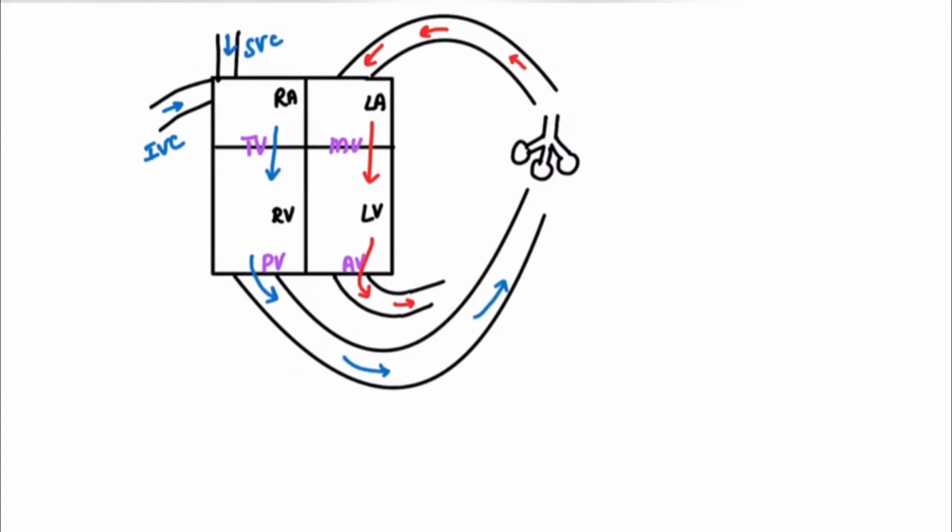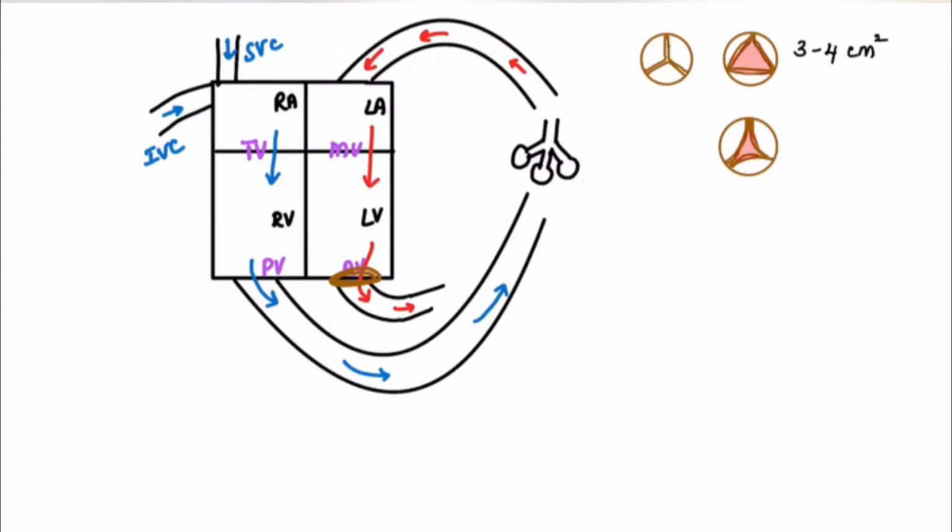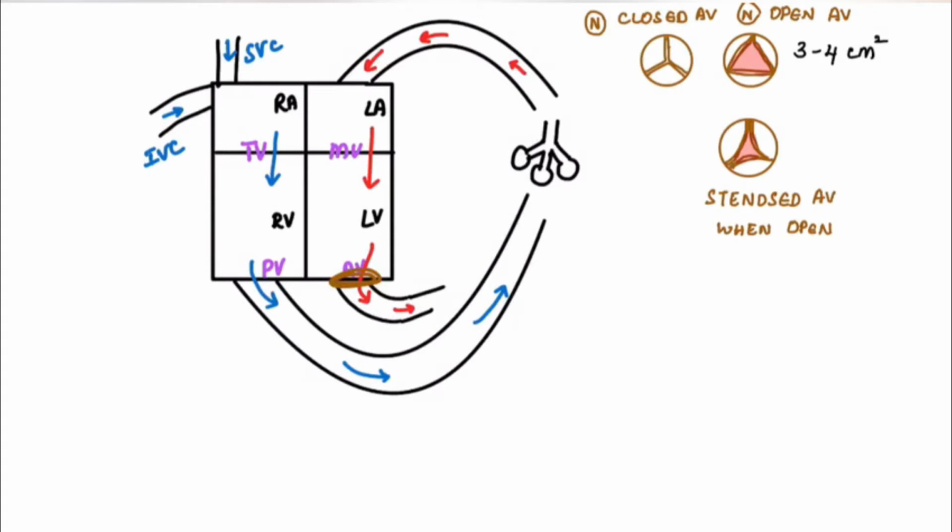Now, what happens when there is an aortic valve stenosis? So, let's suppose this is a normal aortic valve that is closed, and an aortic valve has three leaflets, and this is a normal aortic valve when opened, and the normal area of the aortic valve is 3 to 4 centimeters square. Now, when there is stenosis, the aortic valve cannot open properly, and so the area of the aortic valve is decreased. And so the left ventricle cannot empty properly into the aorta, leading to left ventricular outflow obstruction.